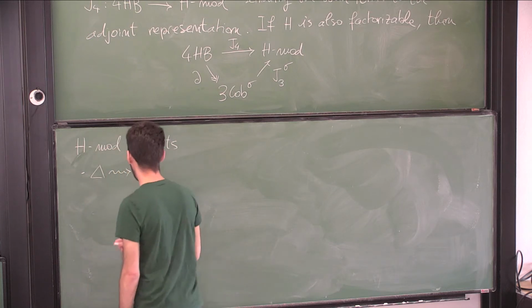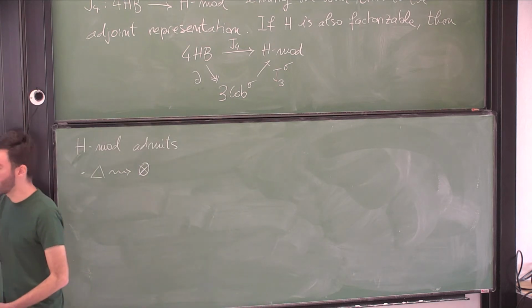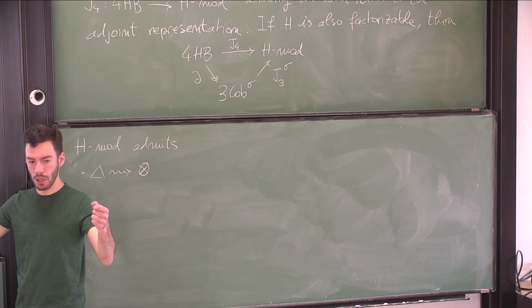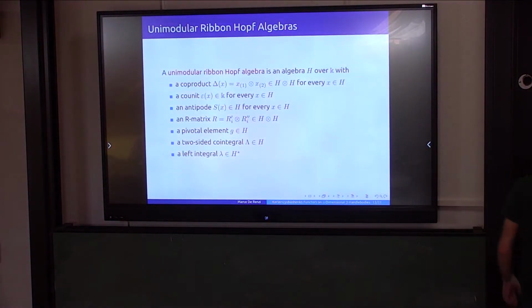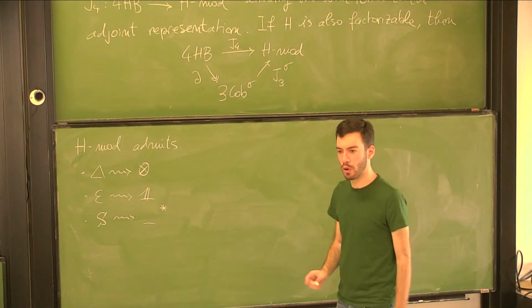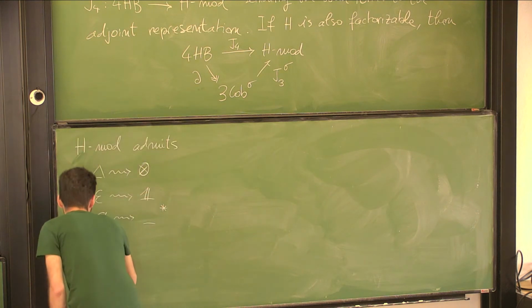H mod admits a tensor product induced by the co-product. So acting with X on a tensor product of representations is by definition implemented by acting with the components of the co-product on the two representations. Then the co-unit allows us to define a tensor unit in this category. The antipode ensures the category comes with the notion of duals. So we need the antipode in order to define the dual of a representation. Then the R matrix defines the braiding.